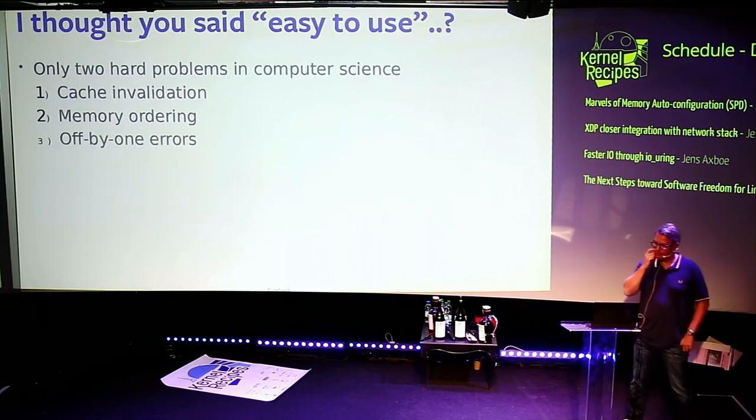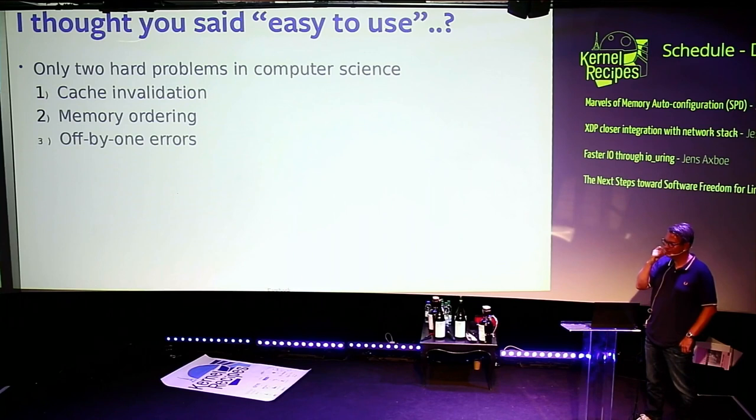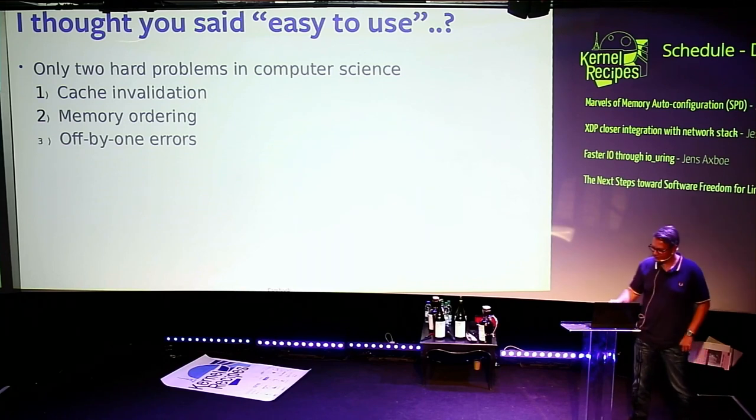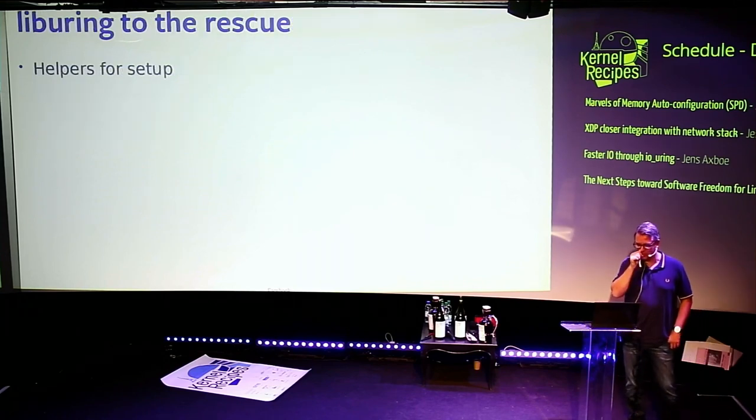Now we get back to this, because I can tell a lot of you don't think this seems very easy to use. As you know, there are only two hard problems in computer science: cache invalidation, memory ordering, and off-by-one errors. And we have a lot of those, all of those. So this is where we get to liburing.